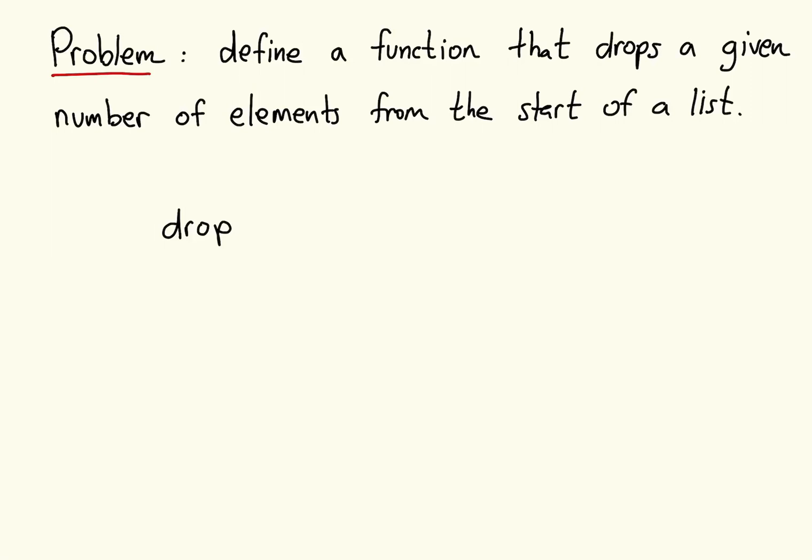So you can read it off from the problem description. You've got to drop a given number of elements from the start of a list. So you're going to take a number and a list and you're going to get a list back. So what drop is going to do is you give it an integer, take in a list of things, and get back a list of things. So this is a very natural type for the drop function. It takes a number, like 5, takes a list of things, and it's going to remove that number of elements from the start of the list and give you back a list again.